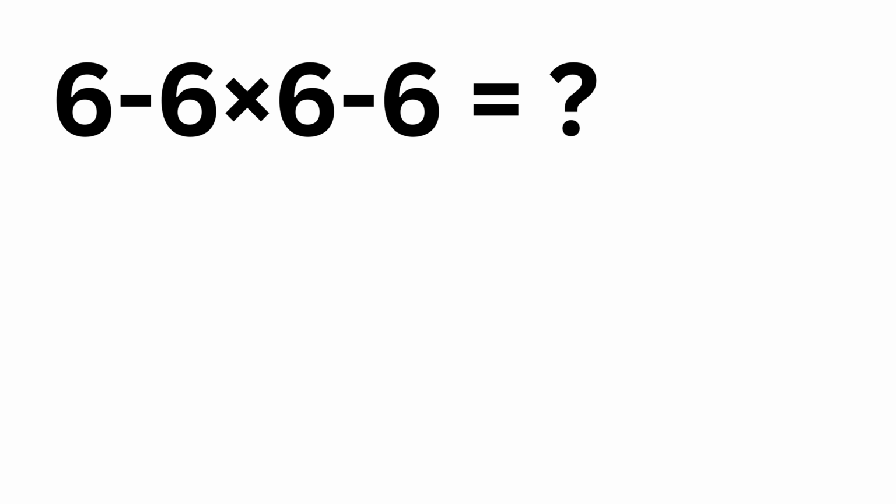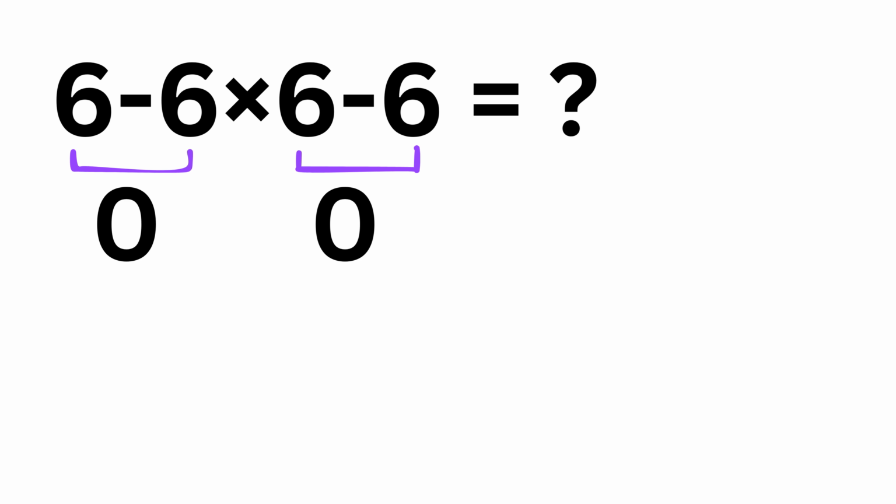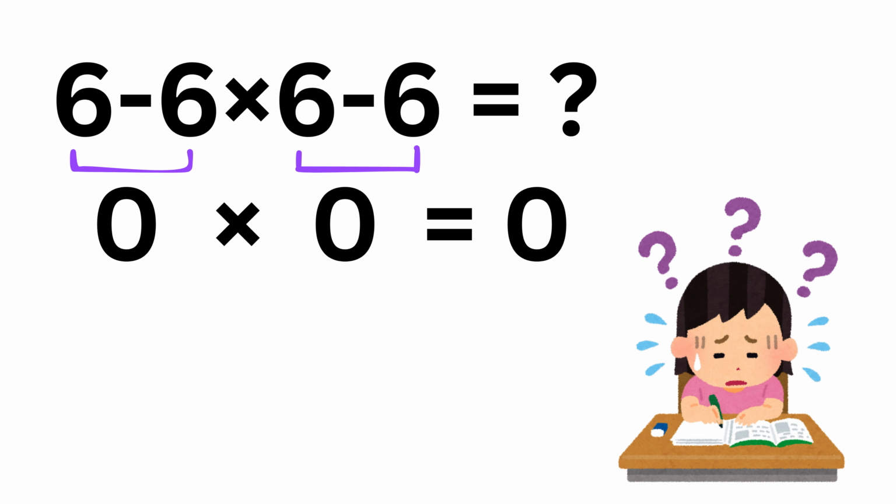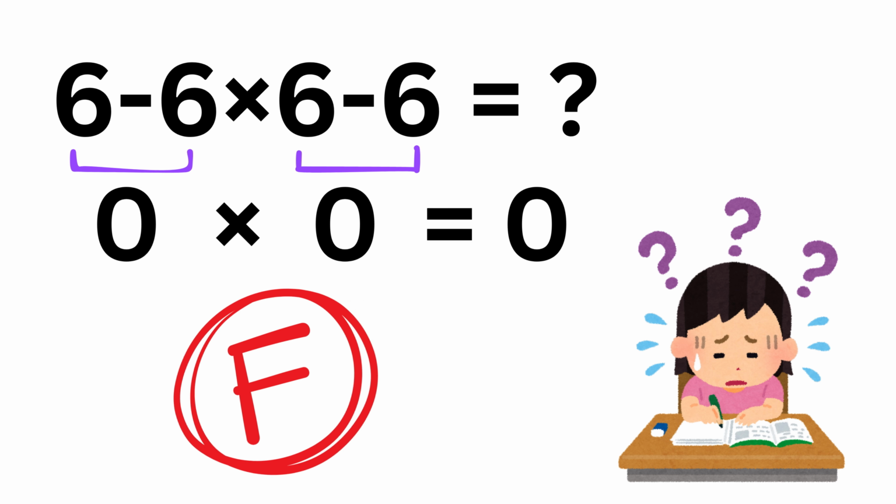6 minus 6 times 6 minus 6. 6 minus 6 gives us 0. And 6 minus 6 again is equal to 0. And 0 times 0 gives us 0. If you got this answer, then the marks you get in the exam is also 0.